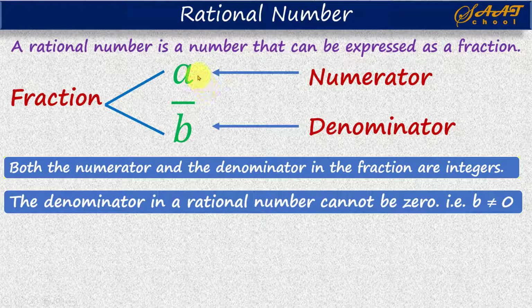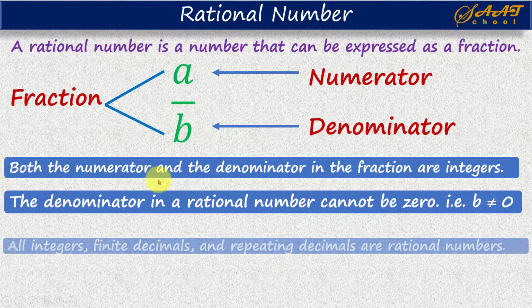Again, so far we have three properties. The rational number is a number that can be expressed as a fraction like this one, and in that fraction this number is numerator and this number is denominator, and both numerator and denominator should be integers. Integers may be positive integers or negative integers, and this denominator must not be equal to 0 in a rational number. So to be a rational number, this b must not be 0.